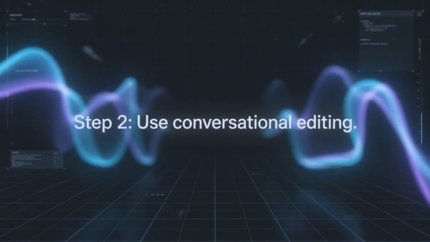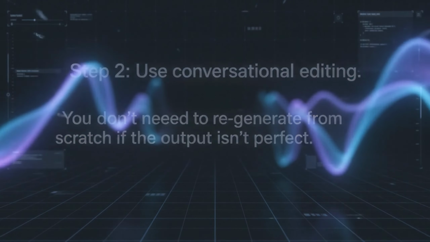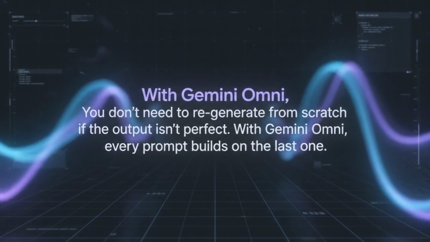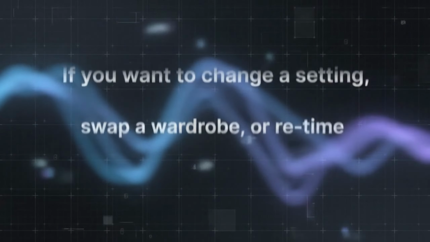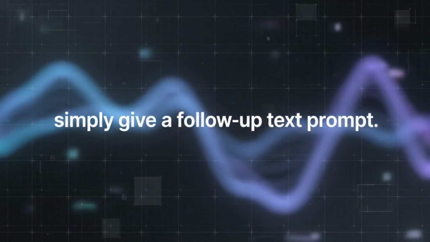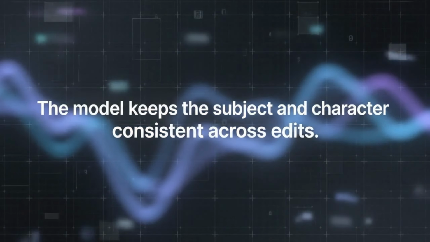Step 2. Use conversational editing. You don't need to regenerate from scratch if the output isn't perfect. With Gemini Omni, every prompt builds on the last one. If you want to change a setting, swap a wardrobe, or retime an action, simply give a follow-up text prompt. The model keeps the subject and character consistent across edits.